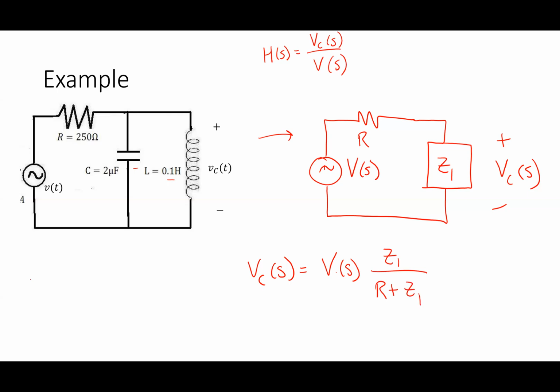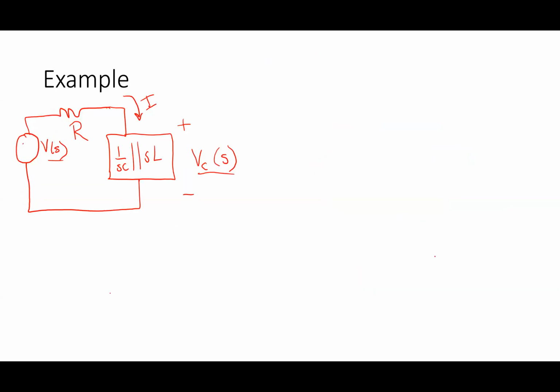Okay. So Z1 in this case is the parallel combination of those two things. The way I would do this, I'd say it's 1 over SC in parallel with SL, like that. And so I've got to figure out how to compute that. All right, so how do I do that? This is the picture we have here. So Z1 is this 1 over SC in parallel with SL. How do I write that out?